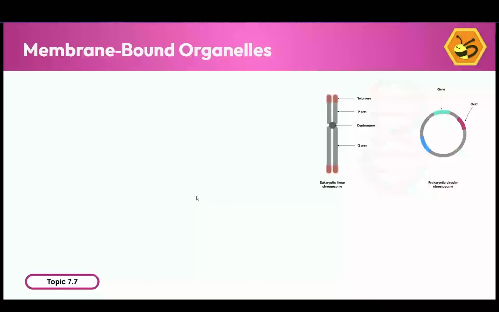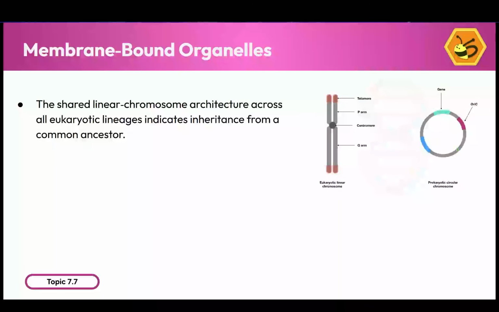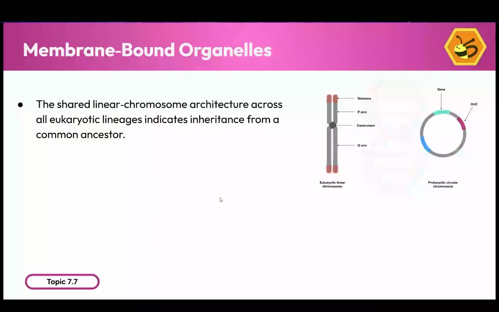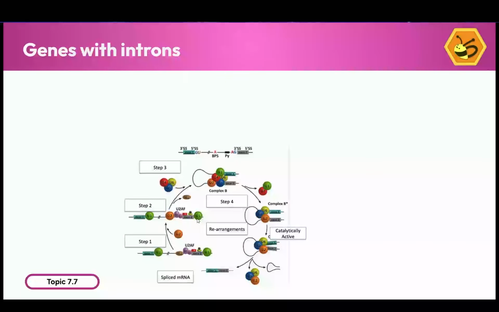All right. So for membrane bound, another piece of evidence is that all eukaryotes have linear chromosomes, but prokaryotes have circular chromosomes, and that's a difference that also suggests that all eukaryotes have a shared common ancestor. And genes with introns.